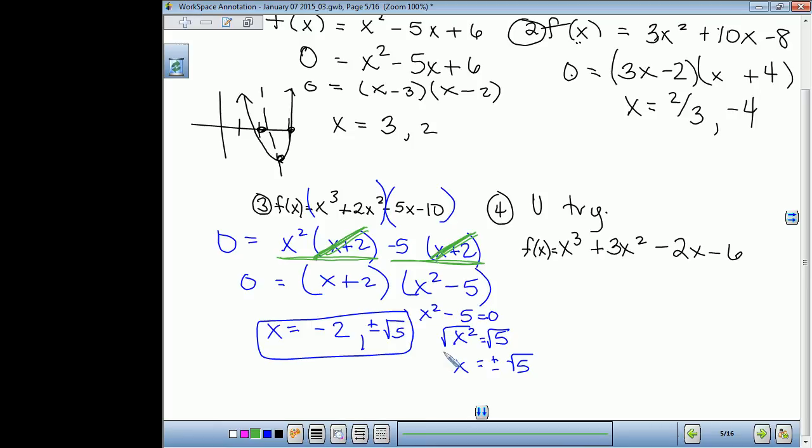So to find the 0 with the x squared one, you just set it equal to 0 and solve. You try.